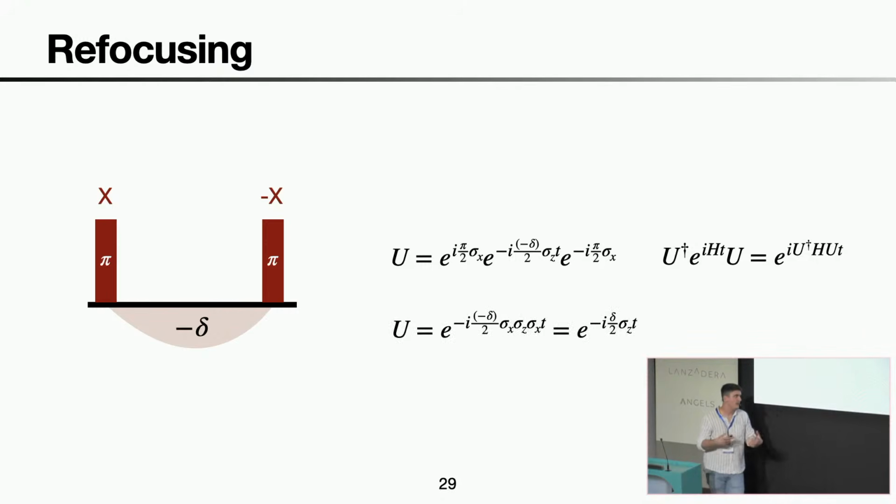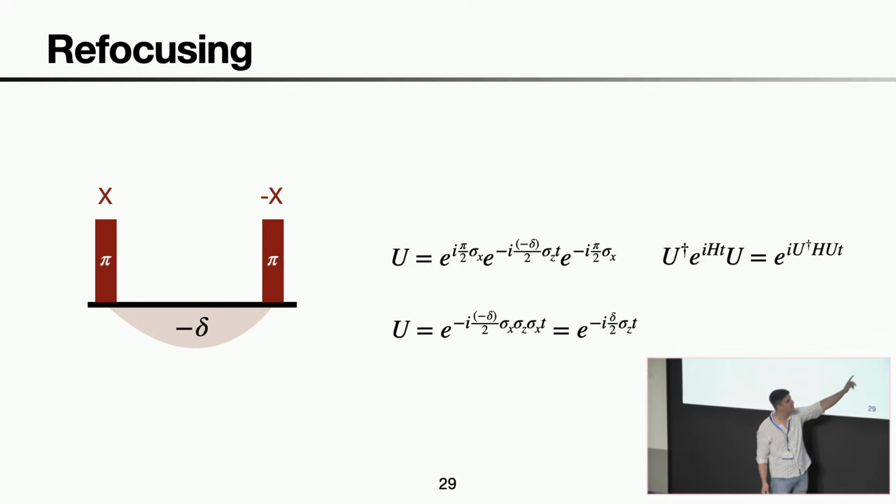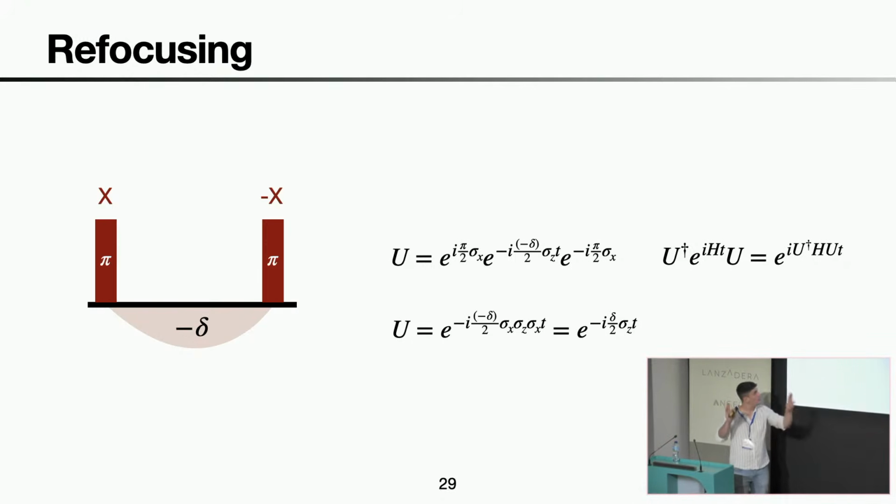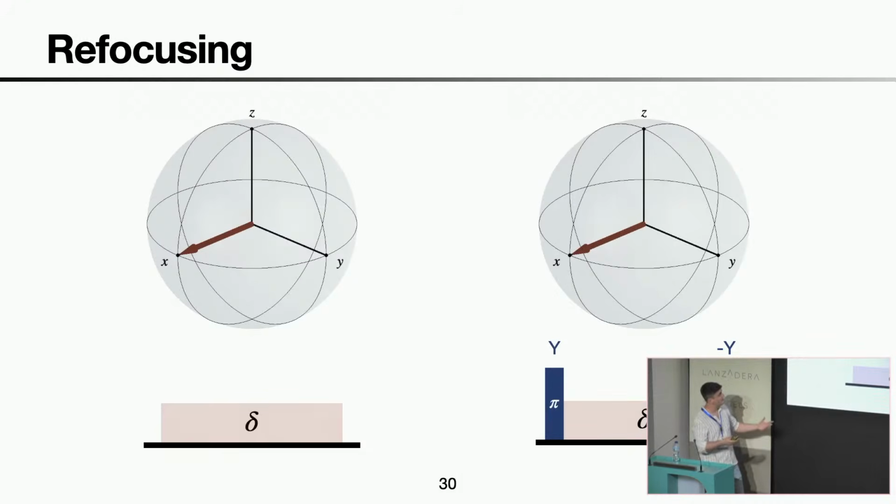And I will not talk a lot about the details. This is, again, very easy to show. The end result is that it is the same evolution as in the beginning, but now the delta changed the sign. So if we take some free evolution, we put it like a sandwich with pi pulses, we change the sign of this phase. Let's see this graphically.